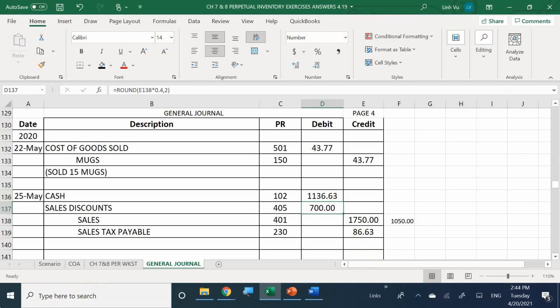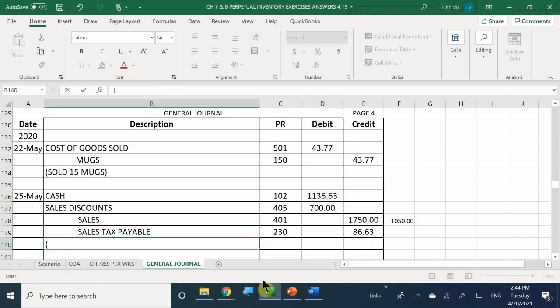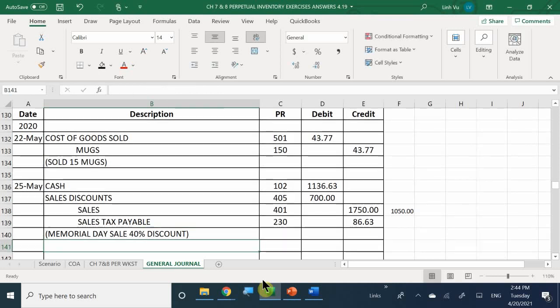Good. Of course, here I need to make a little announcement. I need to say this was a Memorial Day sale. Okay, so 40% discount. I need to write that there because there's a reason why I have a discount account, because I took a discount. There, you need to tell why. In this case, this is something I definitely need to disclose because, instead of having to calculate it, you could just say that this was a 40% discount on that day.